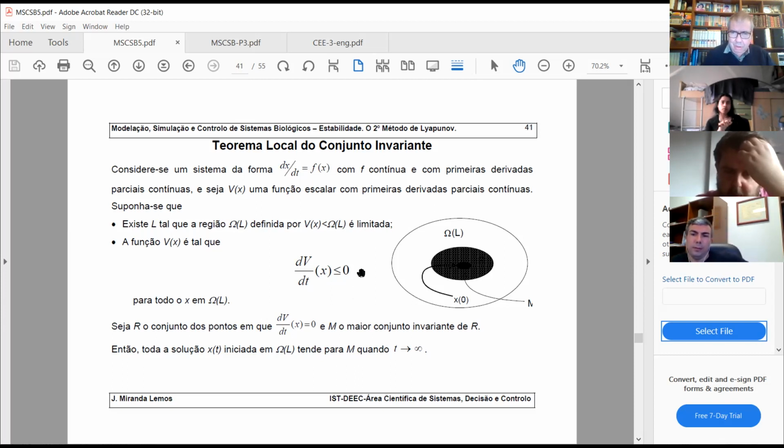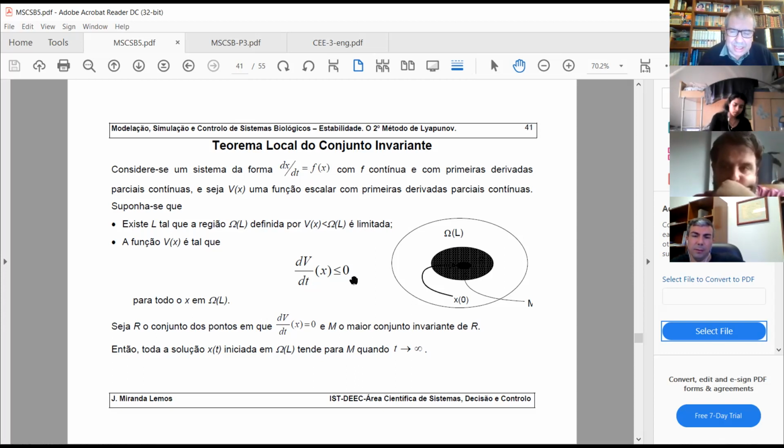When does it stop? When dV/dt is equal to 0. So one temptation is to say that the set where you go is a set where dV/dt is equal to 0. That's a temptation, but it's wrong. Our intuition tells us that, but intuition is wrong. It's more stringent than that. It is the largest invariant set inside this region.